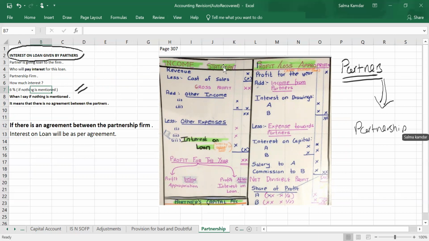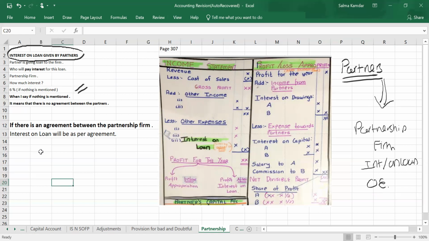This interest on loan is treated as other expenses, and you're going to record it in the income statement. Miss, will interest on loan be in adjustments? It can be anywhere, it does not really matter.